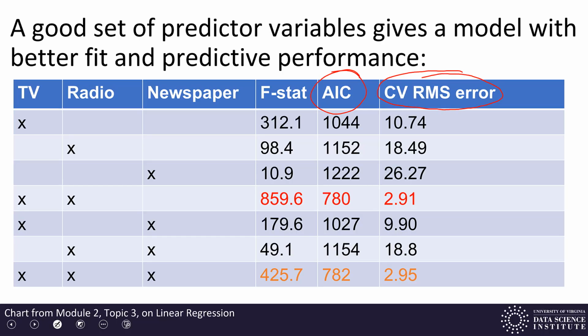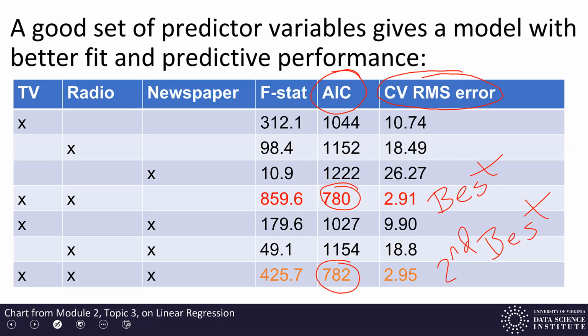Okay, so the better models have a lower AIC and lower root mean squared error. And as you've probably already identified, marked in red the best model and orange the second best model. So here's the best one and second best. It's useful to note that the best has an AIC of 780. The second best is really close at 782.